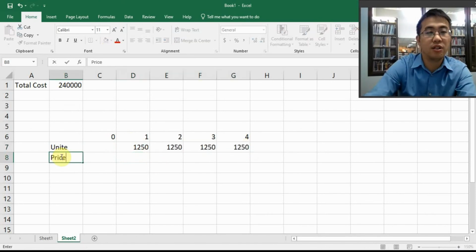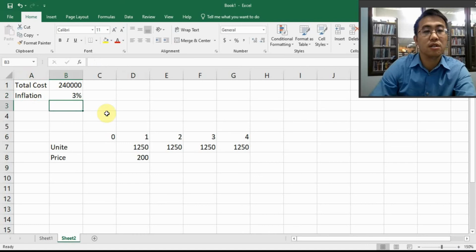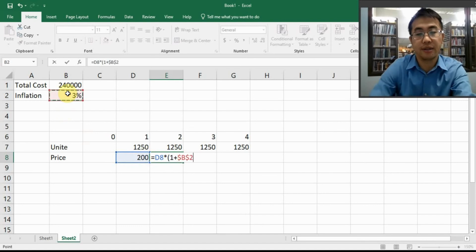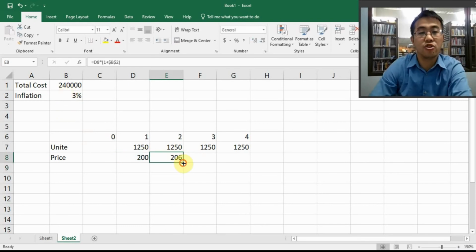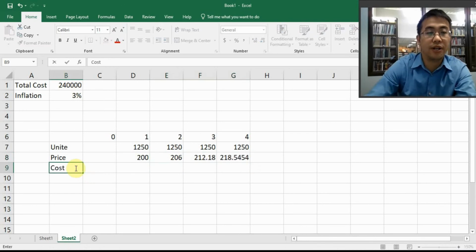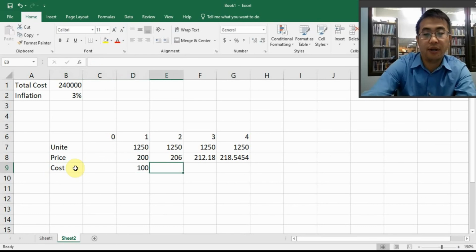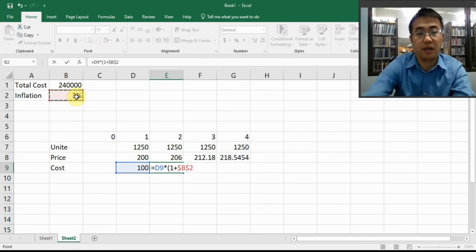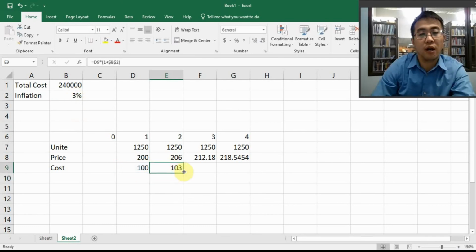And the price each year at the beginning of year 1 is 200, and you know that your inflation is 3%. So you're going to use each of the previous prices multiplied by 1 plus the 3%, locked. All right, and then just drag it all the way. And for the cost per unit, you start with 100, and of course we're going to use each of the previous costs multiplied by 1 plus the inflation, lock it of course, then drag it all the way.